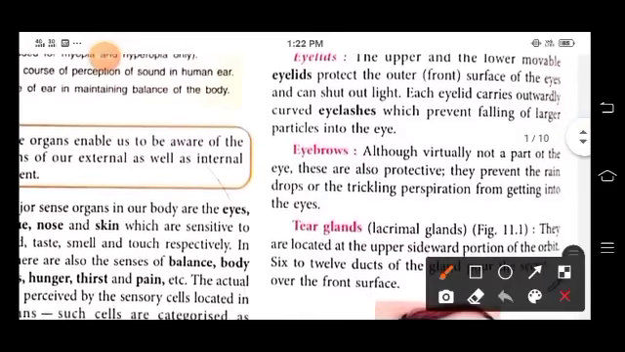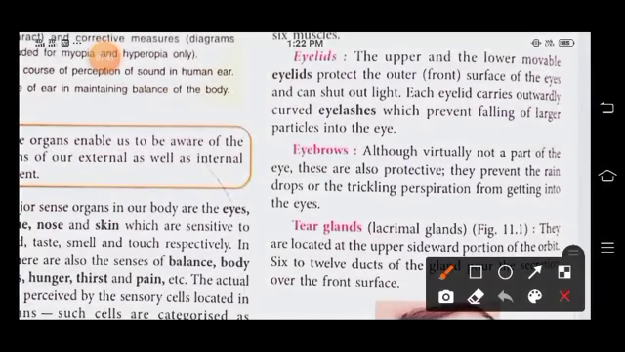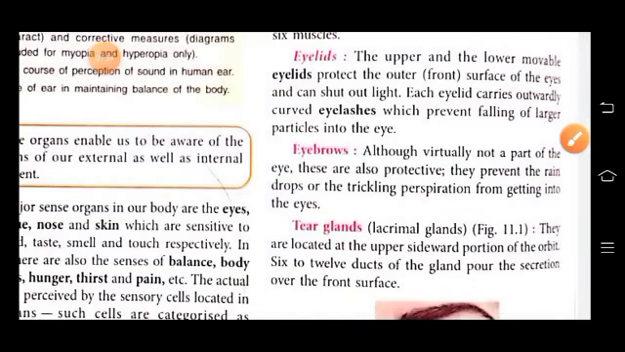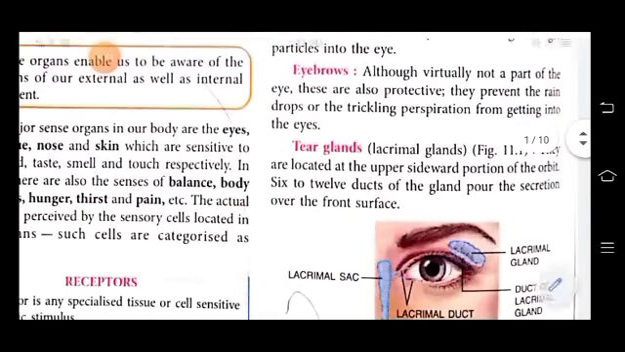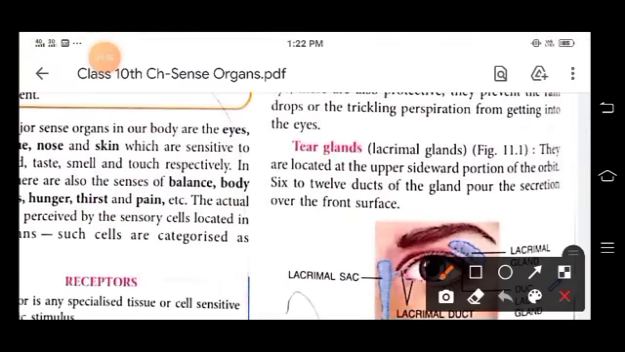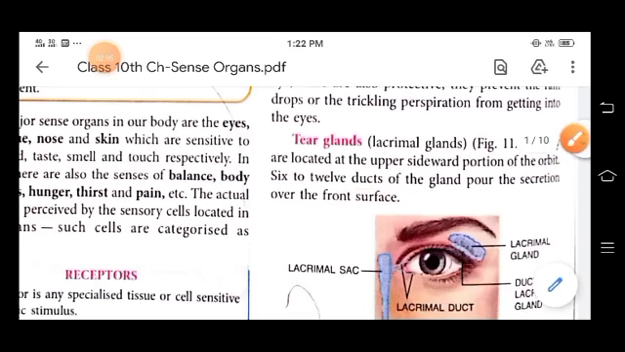The next part of the eye is the eyebrows. Virtually they are not part of the eye, but they are protective in nature. They prevent raindrops or trickling perspiration from getting into the eyes. Now the tear glands or lacrimal glands are located at the upper side portion of the orbit, and there are 6 to 12 ducts of the gland. They pour the secretion over the front surface.